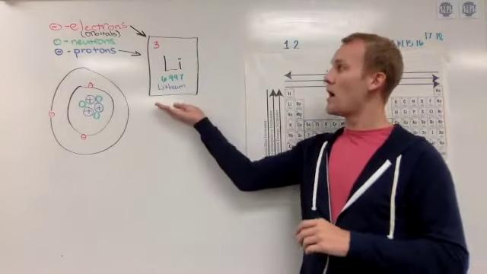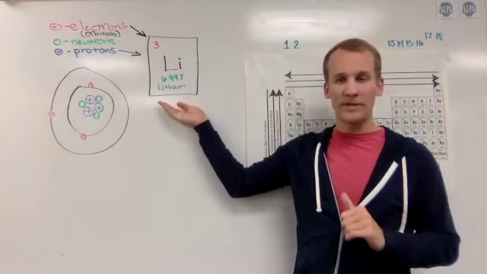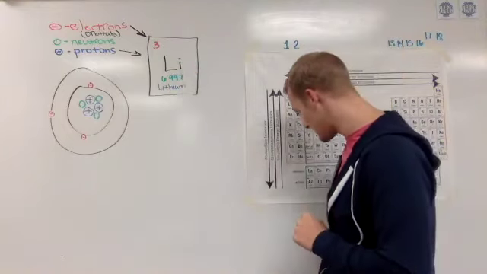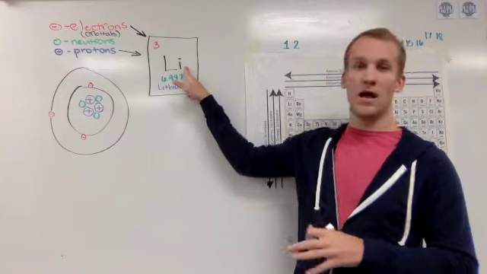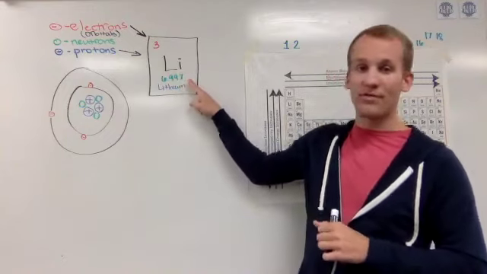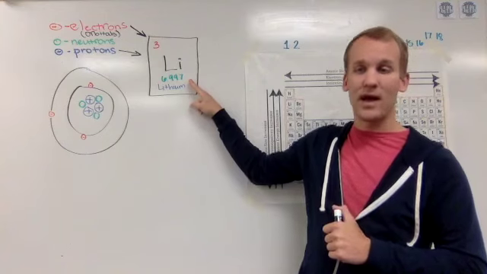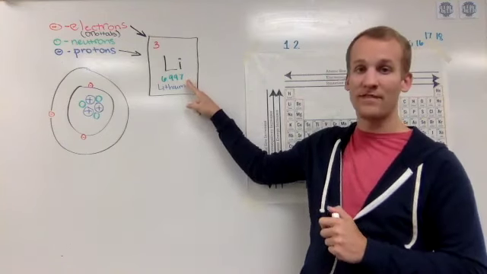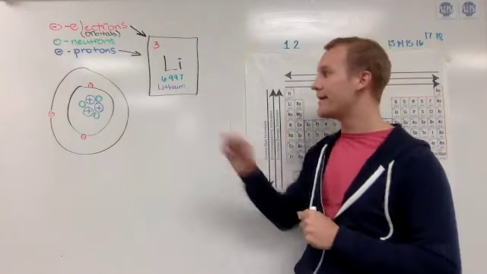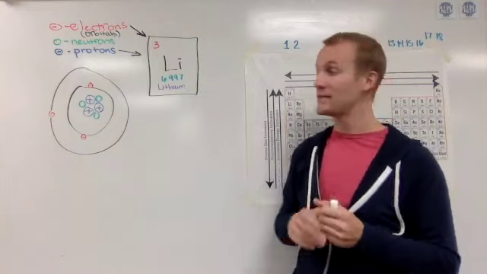Also on our periodic table, we've got just a couple of other pieces of information. We have the chemical symbol here in the center. That is the actual symbol that we use to represent that element. Underneath that, we have the mass of an atom of that element, and then below that we have the actual name of that element.